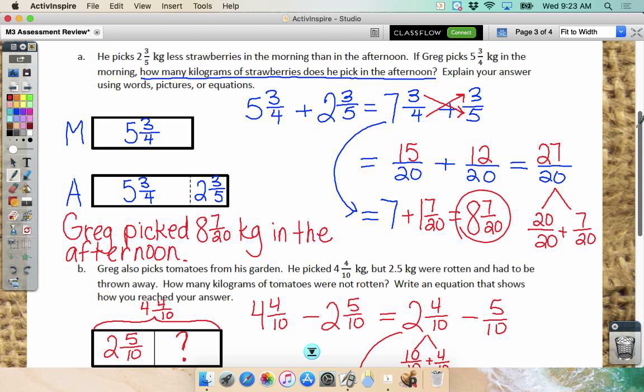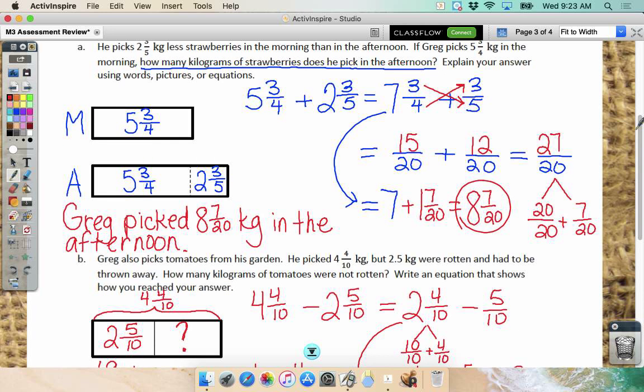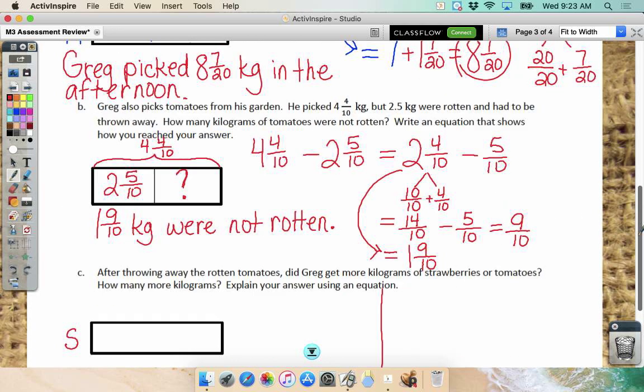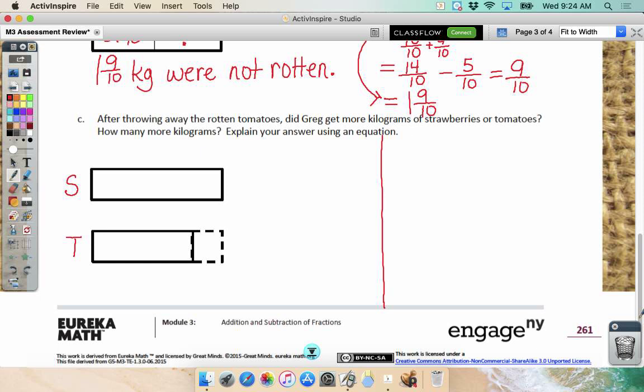Let's look up. The total amount of strawberries. No, because that's the afternoon. So I've got to add 8 7/20 to the morning. 5 and 3/4. Okay, so let's get that added up. Way over here. 8 7/20 plus 5 3/4. I'm going to try and write small.